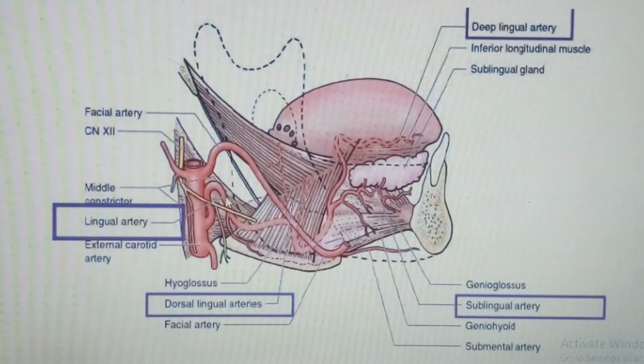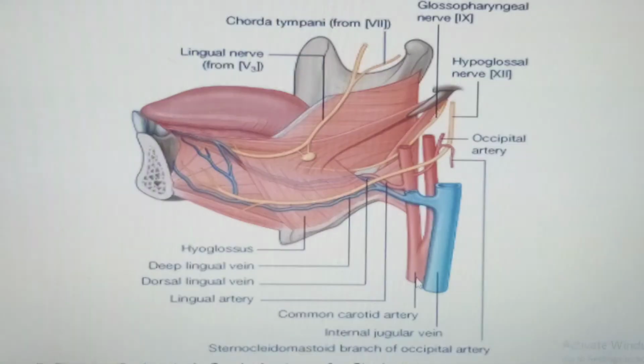Then we also have another one, if you can see over here, we are also going to have what we call the facial artery. You can see this facial artery. Now the facial artery gives a branch over here, which we call the submental artery. The submental artery is also able to give off some branches to supply the sublingual gland. So this is how the arterial supply to the sublingual gland is.